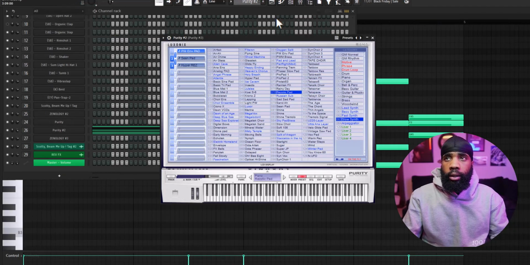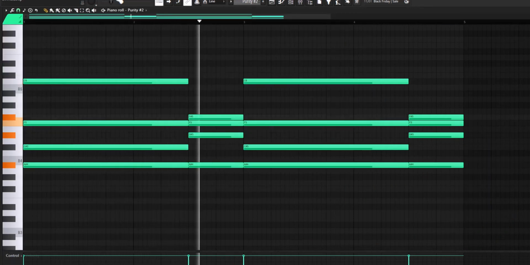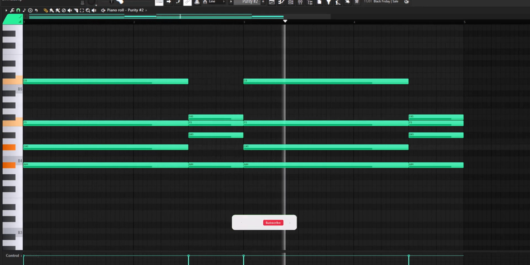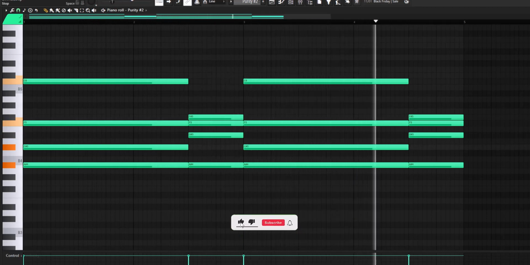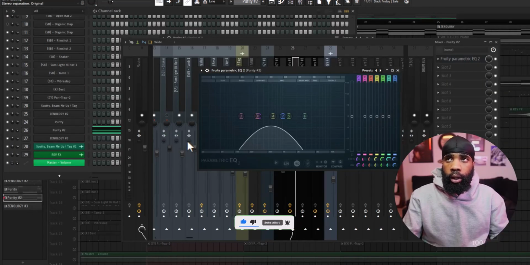For my next sound, I got a synth out of Purity. Copy and pasted the same chords. And I have an EQ, taking out a lot of the lows and a lot of the highs.